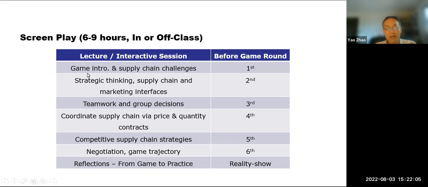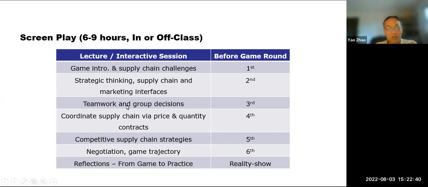I typically play 6 rounds, and we also play this with executives. We have them sitting in a hotel for an intensive one-day executive session. I start by introducing the game and the supply chain challenges before the first round. After the first round, I talk about strategic thinking and supply chain marketing interfaces. How do we make joint decisions? How do we consider both marketing decisions and supply chain decisions together?